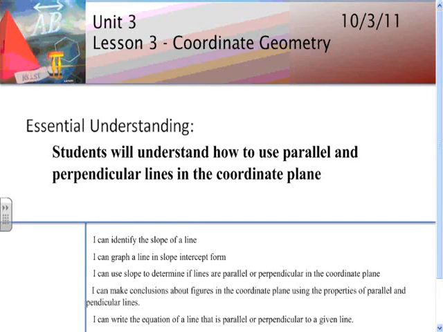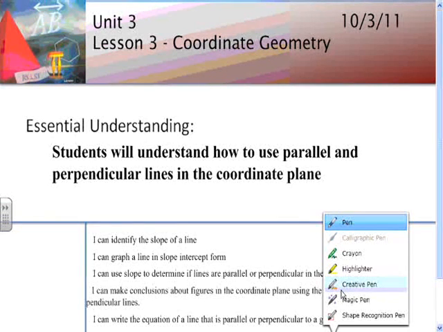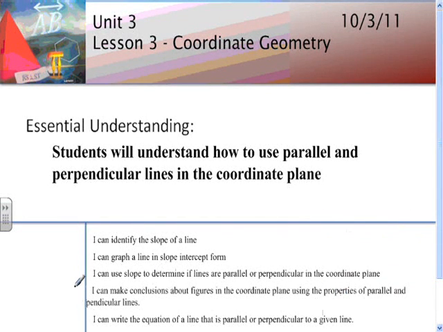I can identify the slope of the line, the graph, I can graph a line in slope-intercept form. I can use slope to determine if lines are parallel or perpendicular in the coordinate plane. I can make conclusions about figures in the coordinate plane using the properties of parallel and perpendicular lines. Or I can write the equation of a line that is parallel or perpendicular to a given line. So these last two success criteria, we're really going to focus on those in the classroom, these two right here.